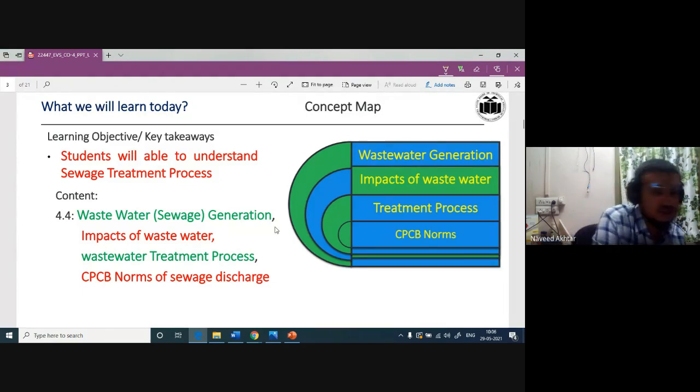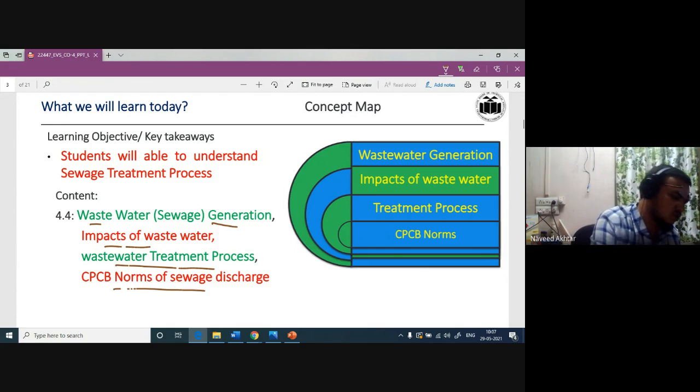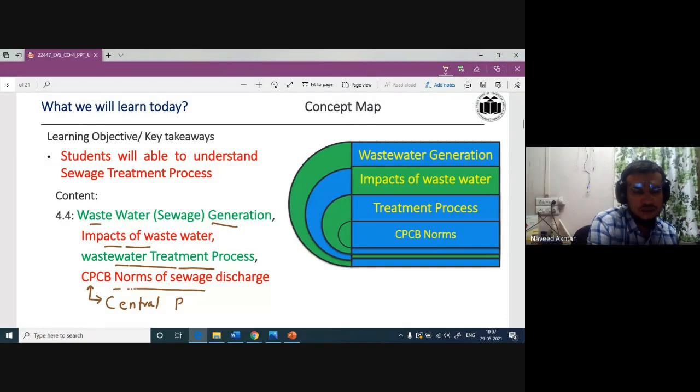And the content of this lecture is wastewater generation, sewage generation, impact of wastewater, the treatment process, and the CPCB norms, that is, the Central Pollution Control Board.